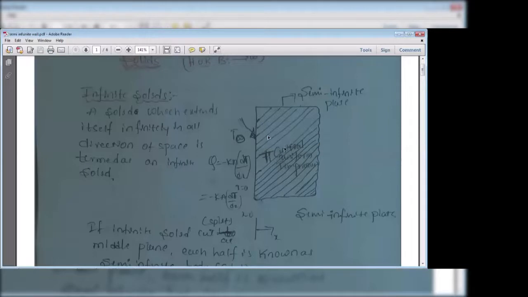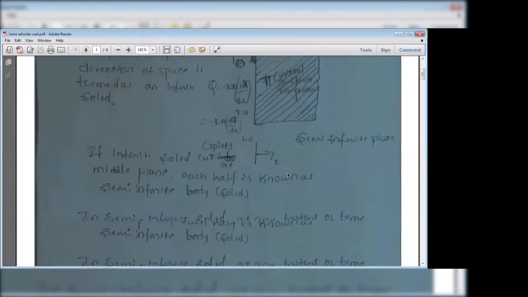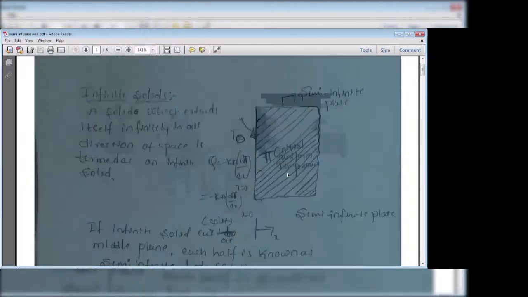Even if it alters, it takes only a small amount of time. That is called the transient temperature, or unsteady state temperature. Here we take the temperature only in the x direction, so the temperature changes only in the x direction.